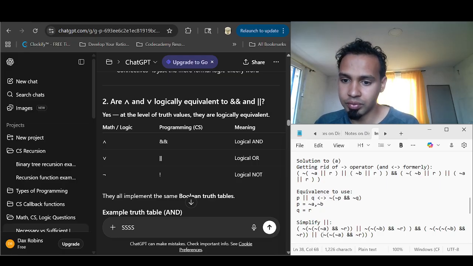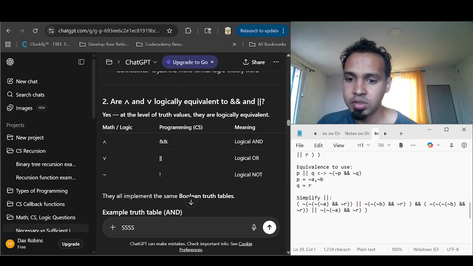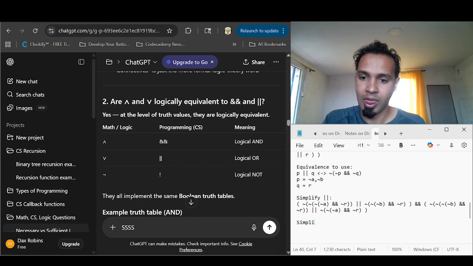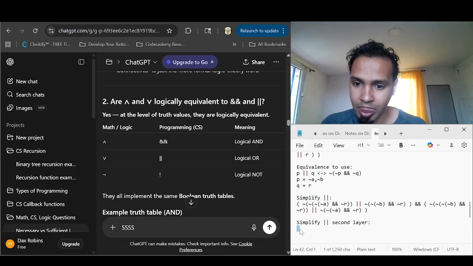So we can actually get rid of a layer here. Yeah, okay. So we simplified the first layer, but now we can simplify it again, get rid of these parentheses. Second layer. And so basically, all of this, actually, we already have knots.